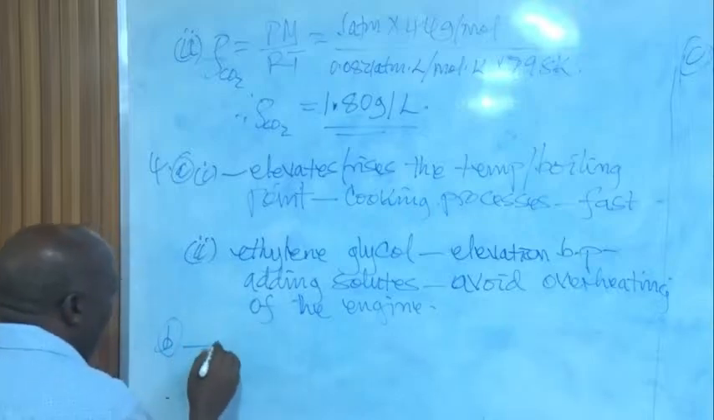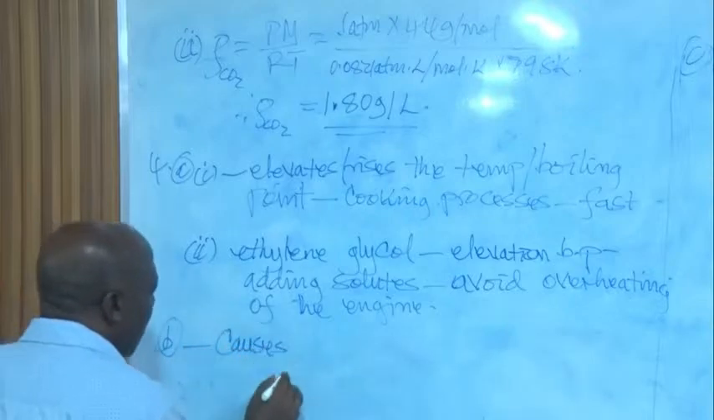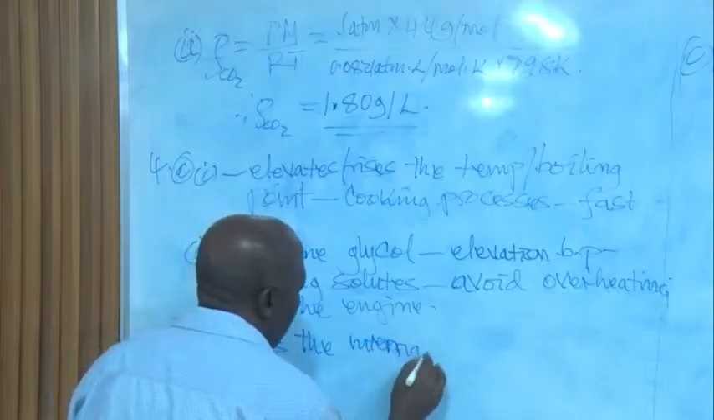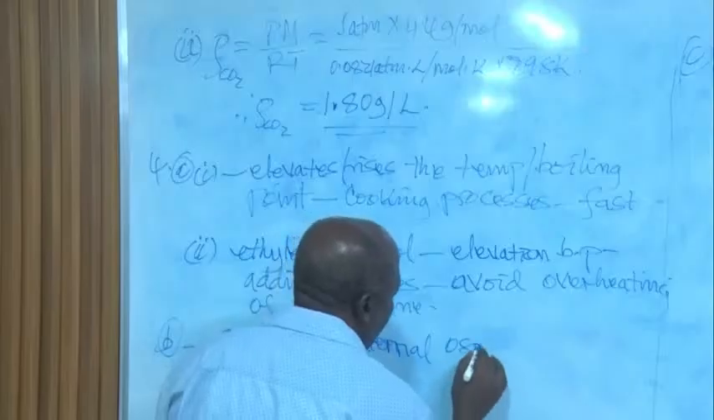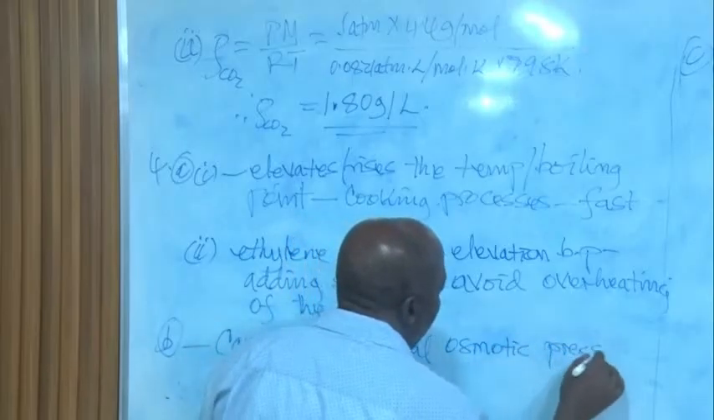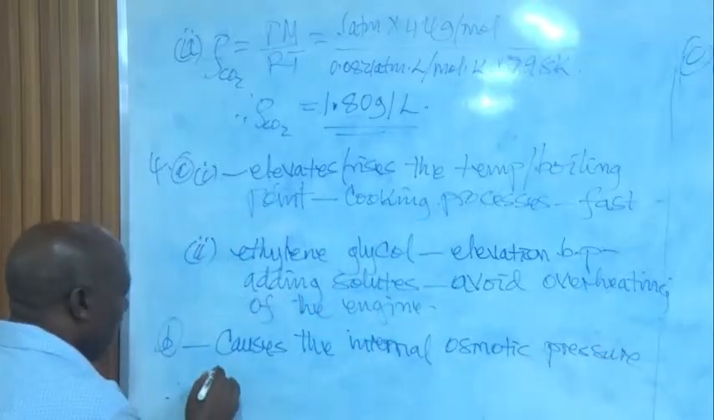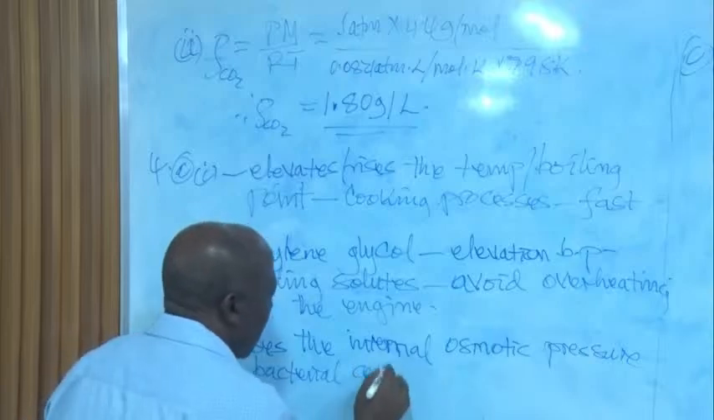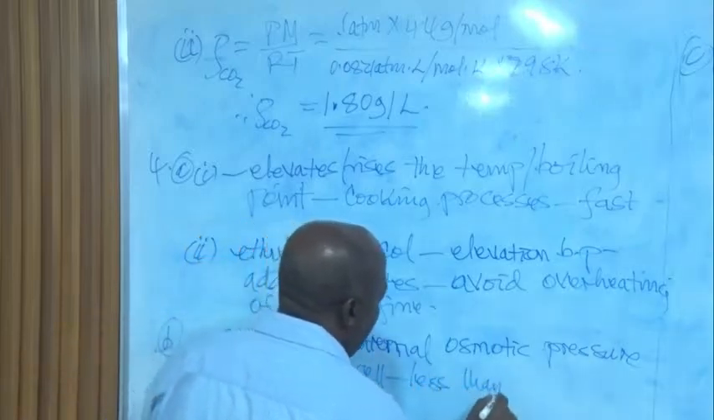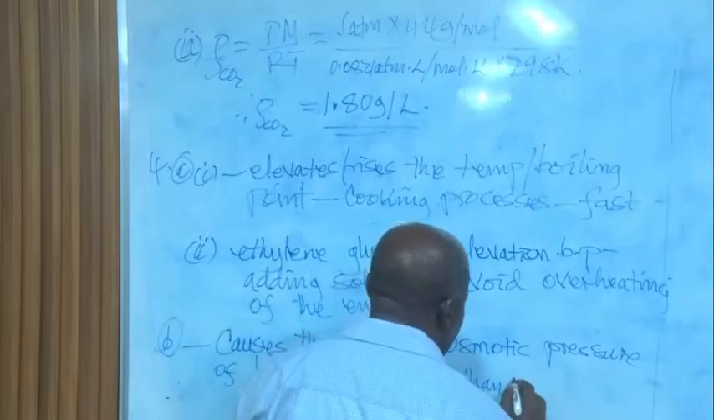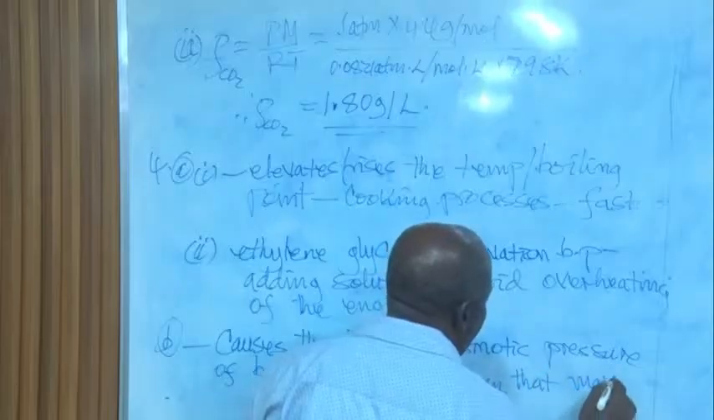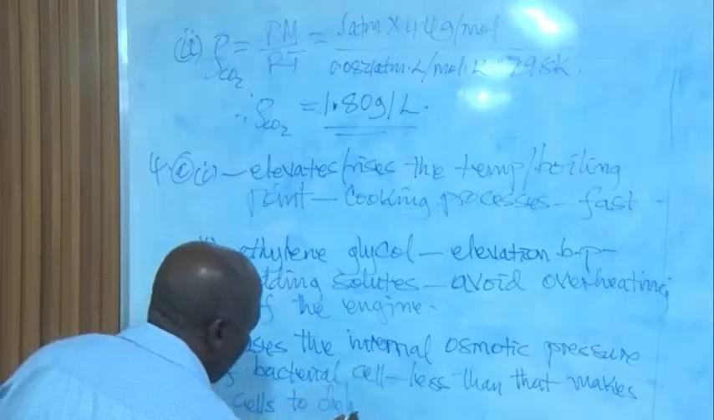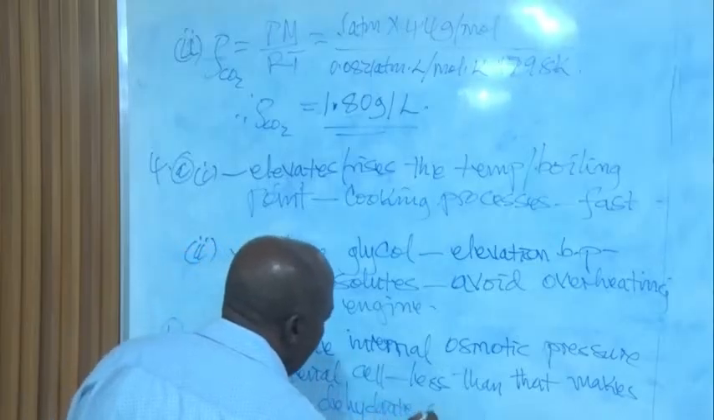So we say this causes the internal osmotic pressure of bacterial cells to be less than the external pressure, that makes the bacterial cells dehydrate and die.